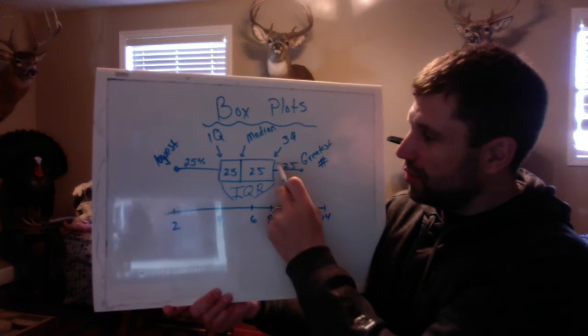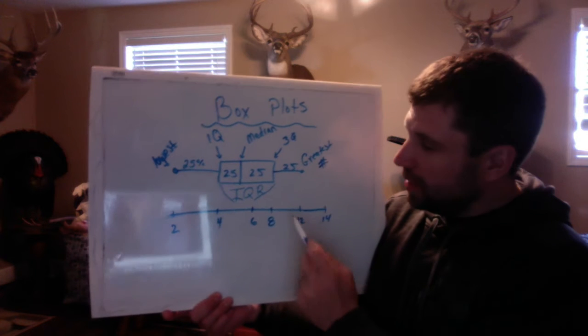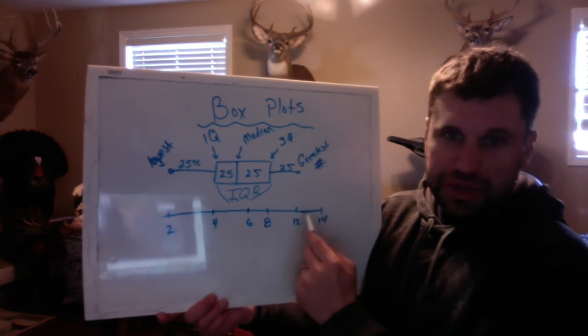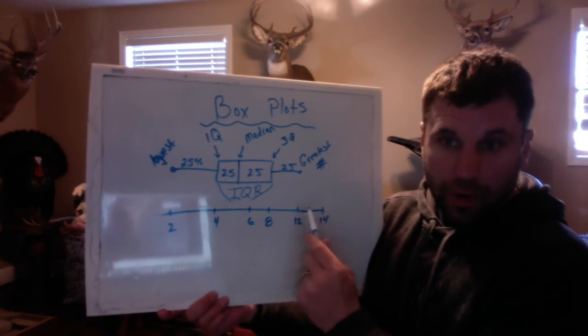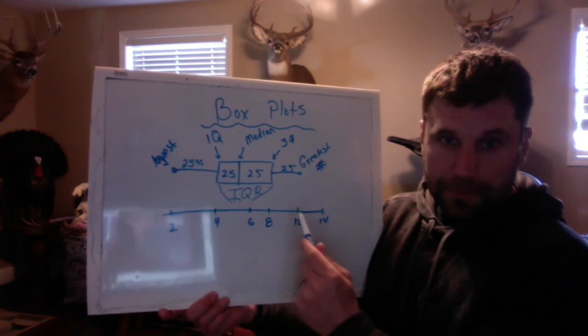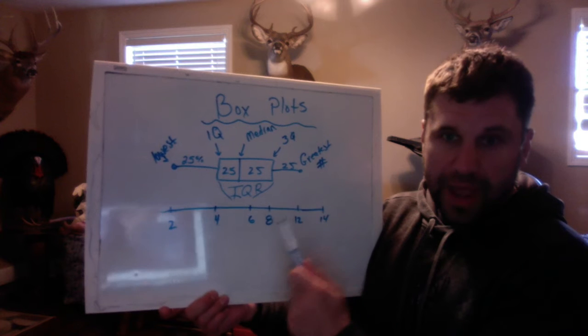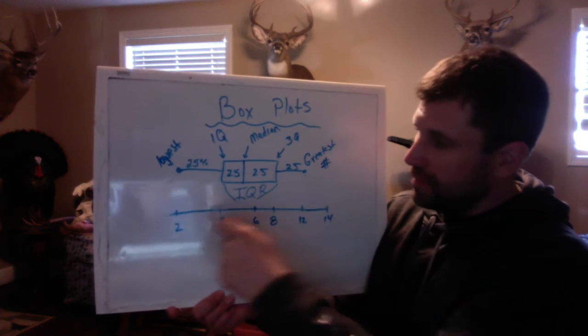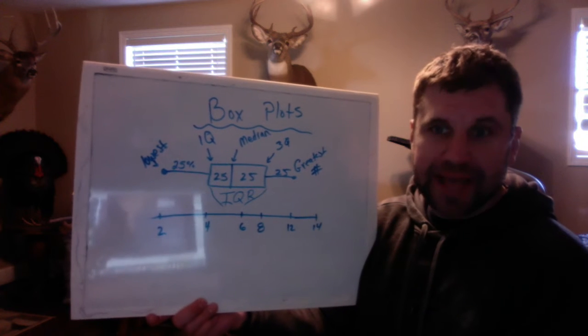IQR is third quartile minus first quartile. Well, the third quartile is 8, the first quartile is 4, so your IQR would be 4. 8 minus 4 is 4. And your range is biggest minus smallest. Your range is 12 minus 2, so your range would be 10.